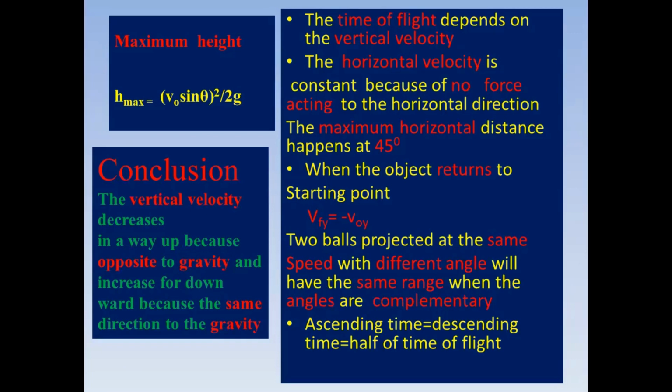Our conclusion is that the vertical velocity decreases on the way up because it is opposite to gravity, and increases on the way down because it is in the same direction as gravity. The time of flight depends on the vertical velocity. The horizontal velocity is constant because there is no force acting in the horizontal direction. The maximum horizontal distance happens at 45 degrees, and when the object returns to its starting point, v final y equals the negative of v initial y.